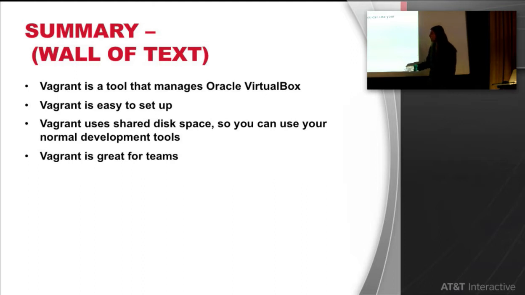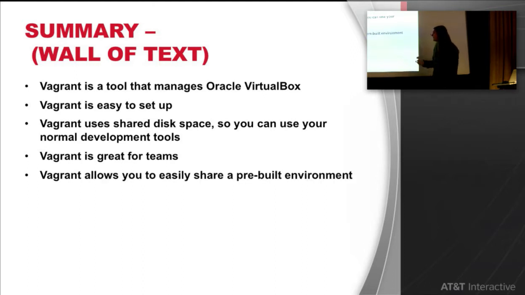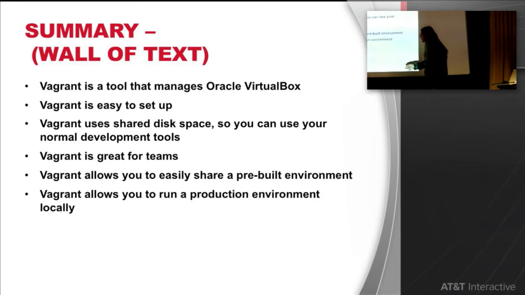Vagrant is great for teams because it allows you to easily share a pre-built environment. Once you have your development machine set up, you never have to do it again. If your computer goes in a fire, or if you die and somebody else has to pick up your box, it's already set up. And Vagrant allows you to run your production environment locally. I've already gone over this, but it's a great thing about it, and it's the easiest way to achieve this goal.